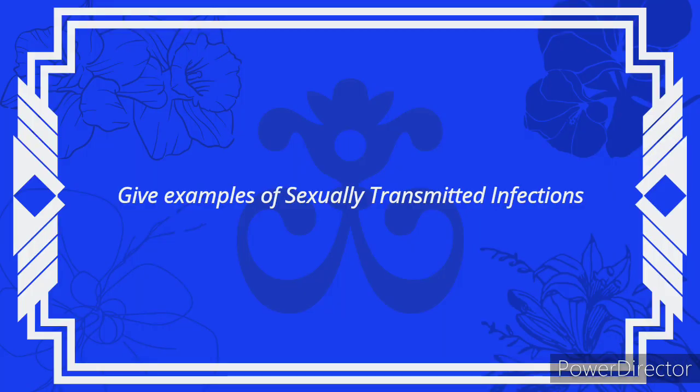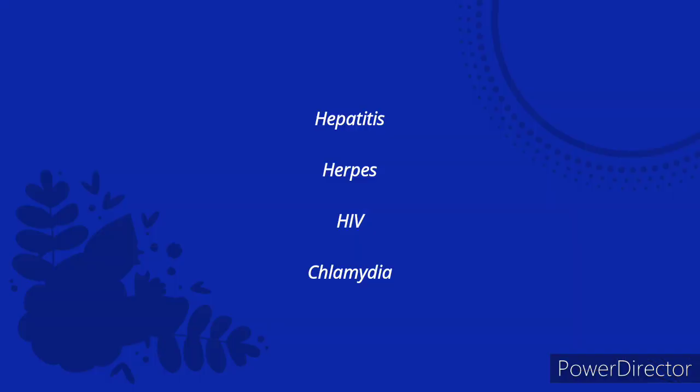Give examples of sexually transmitted infections. There are a total of 8 sexually transmitted diseases, and 4 of them can be cured and 4 of them are not. Now here are some of the examples: hepatitis, herpes, HIV, and chlamydia.